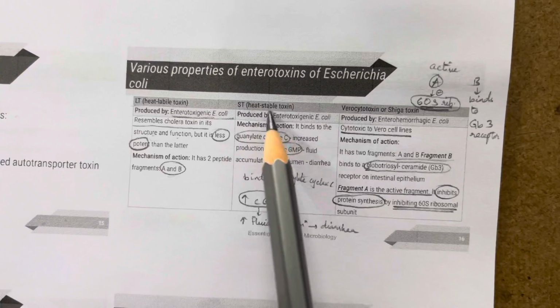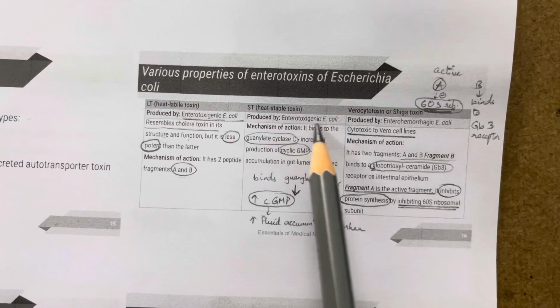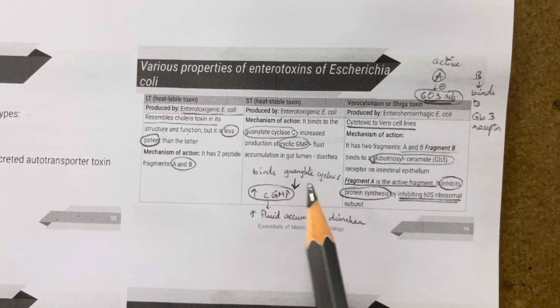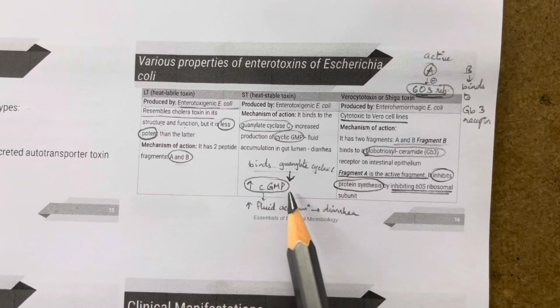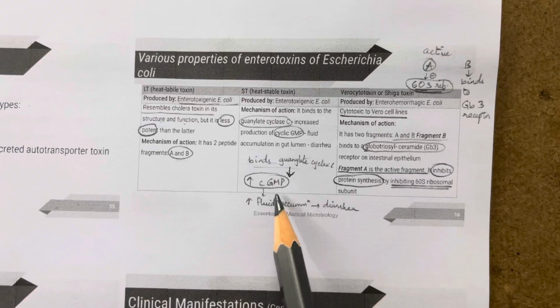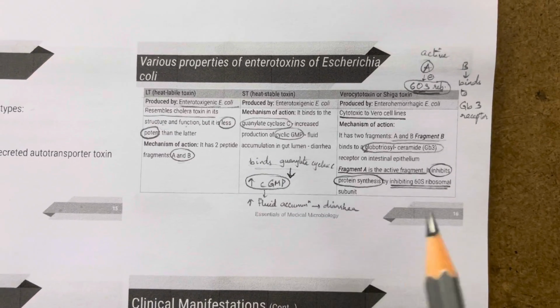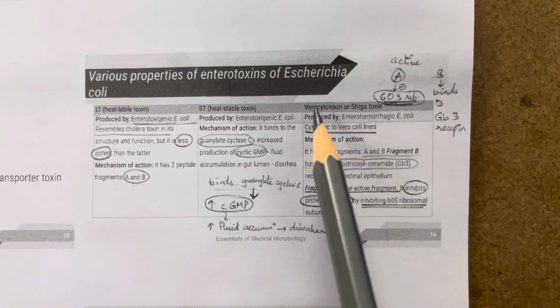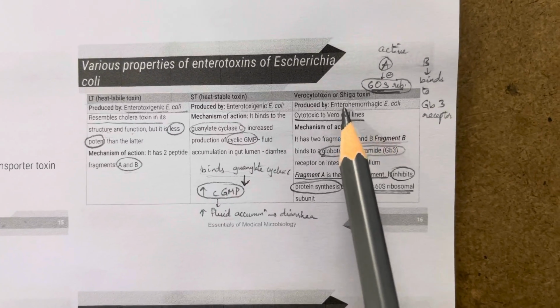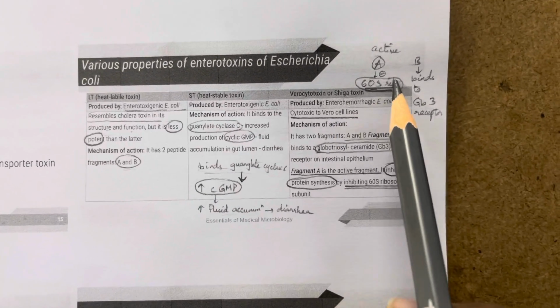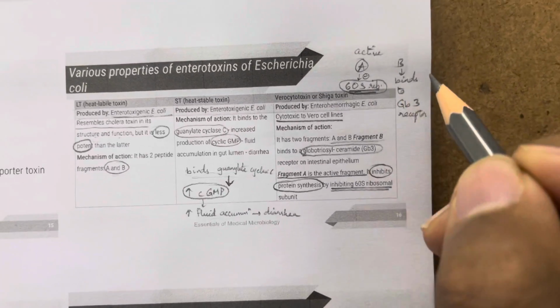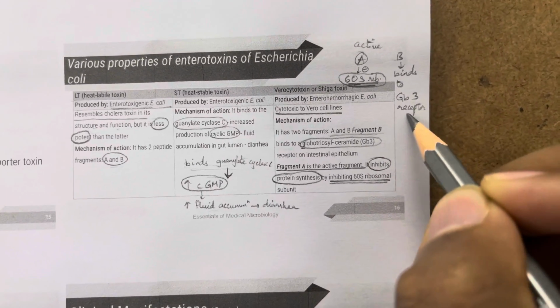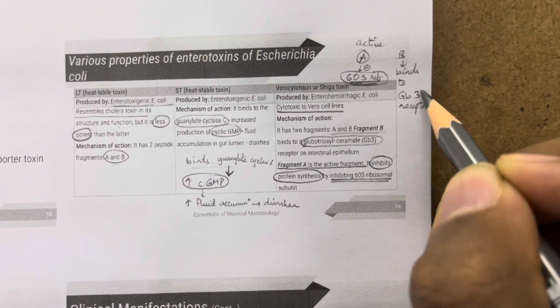Now, the heat stable toxin is produced by enterotoxigenic E. coli. Mechanism of action: it is heat stable, right? So it can deal with enzymes. It binds guanylate cyclase C, increases cyclic GMP in the gut, causes fluid accumulation and diarrhea. Next, verocytotoxin or Shiga toxin, Shiga S, right? The A peptide, the active one, inhibits 60S ribosomes, and the B peptide binds to Gb3 receptors, globotriaosylceramide receptors.